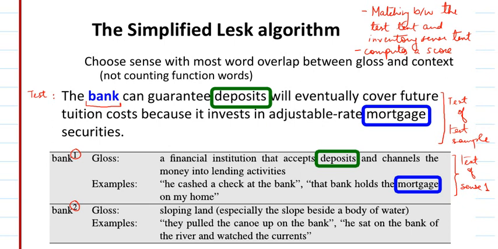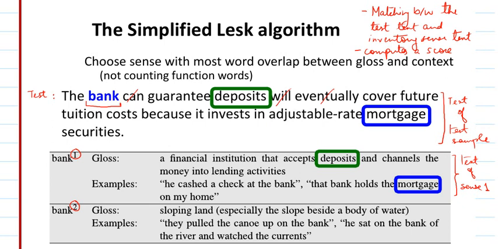So how does it match? It takes all the words one by one and then finds which of these words are present in these glosses and examples, right? So it will take this word, can, is a stop word, and it will check for guarantee. Guarantee is not present, so it is not present. Will is a stop word. Eventually is also maybe treated as a stop word, and cover is also not present in sense 1, but we see that deposits is present in sense 1, right?